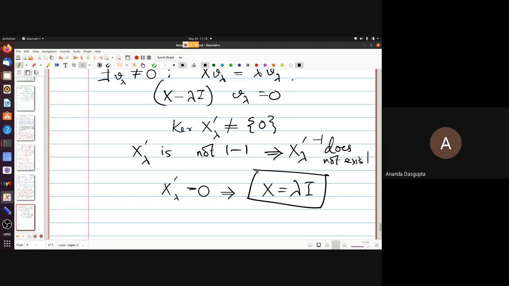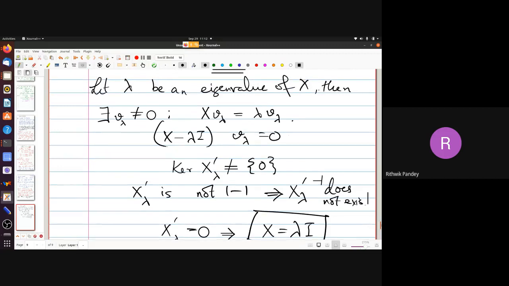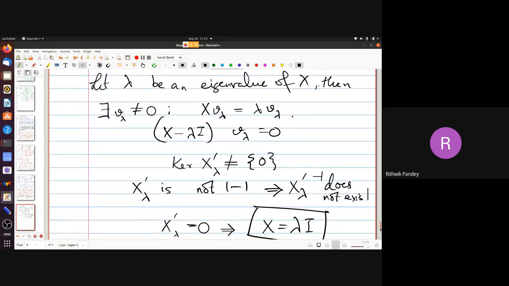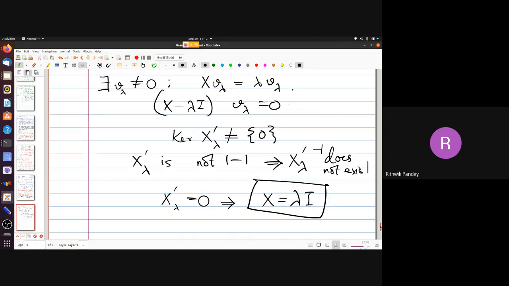Sir, one question. Why couldn't we proceed by using the determinant? I know we are using the linear operator representation here, but if we know that lambda is an eigenvalue, then we can easily see that the determinant of x prime lambda is 0. And then can't we conclude that it is non-invertible?